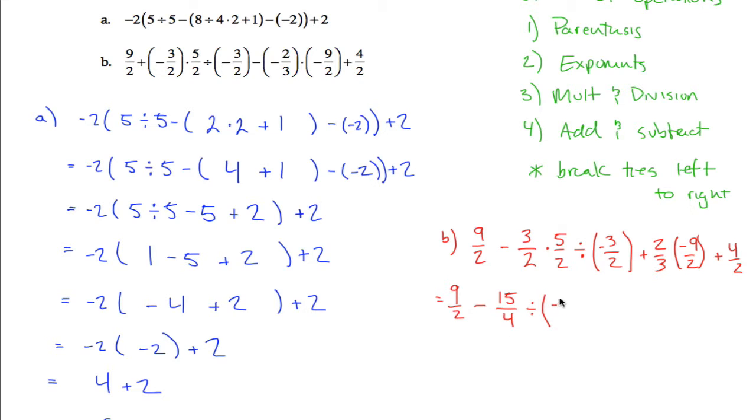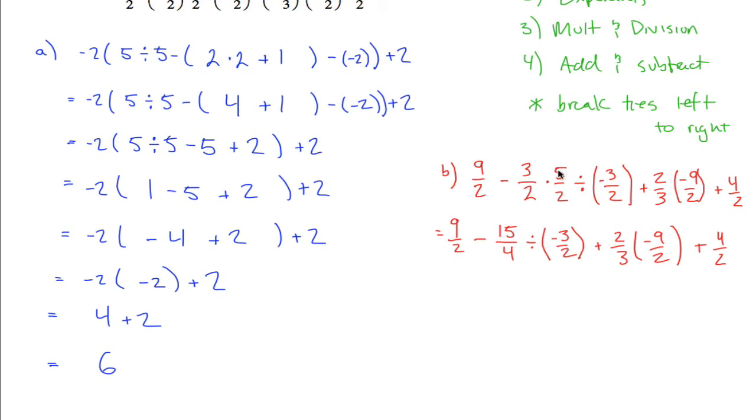And then I want to divide that by negative 3 halves. And then to that I want to add 2/3 times negative 9 halves plus 4 halves. So all I did is multiply these two numbers. Now again, I'm looking for multiplication and division. Going left to right, I see this division sign right here. So what I'm asked to do is divide this negative number and this negative number. So when you're dividing two negative numbers, what you get is a positive number, so I can make that plus.